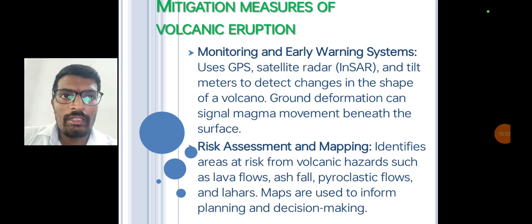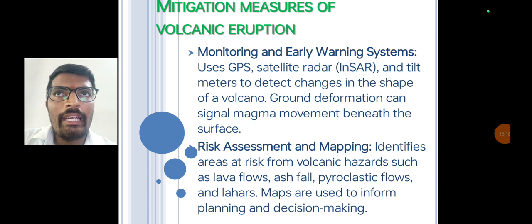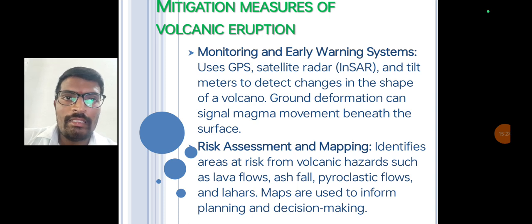Now coming to the mitigation measures of volcanoes. Mitigation helps to reduce the impacts of a disaster, because there is no possibility to avoid and escape from the disaster. That's why, to reduce the impacts, we take mitigation measures. The first one is the monitoring and early warning system.